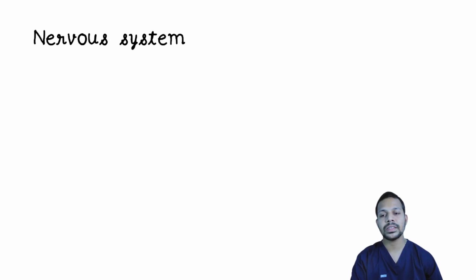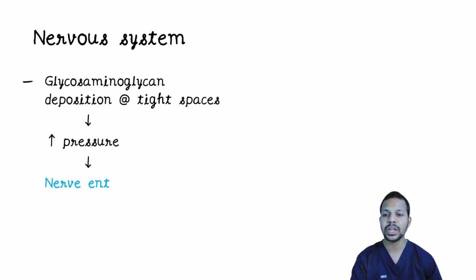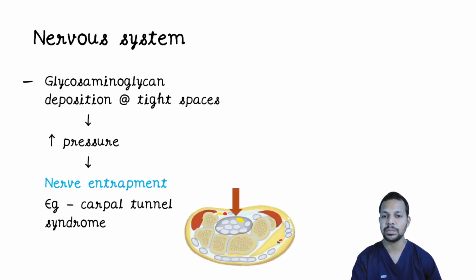In regard to the nervous system, hypothyroidism can have an effect on both the peripheral nervous system as well as the central nervous system. In the peripheral nervous system, again, because of the deposition of glycosaminoglycans at some tight spaces like the tunnels where the tendons and the nerves are passing through, there is increased pressure in those enclosed areas, and that will result in nerve entrapment. An example is carpal tunnel syndrome.